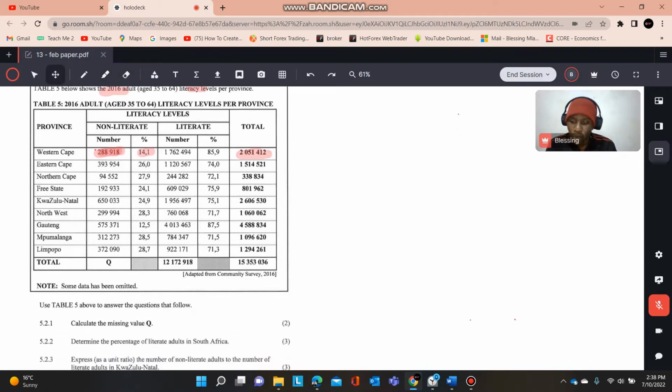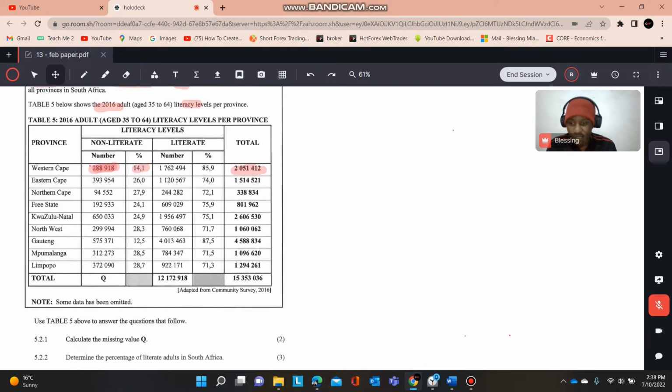5.2.1 says calculate the missing value of Q. If you look at your table, Q is the total number of non-literate adults in South Africa. You have two ways of answering this question. The first one, you can simply add all the non-literate adults in each and every province, and then you end up with the total number of non-literate adults in South Africa.